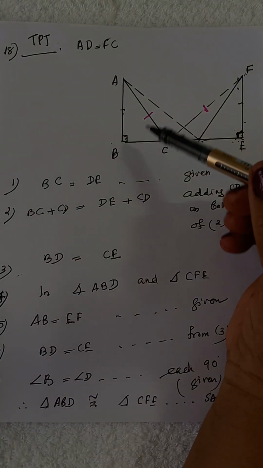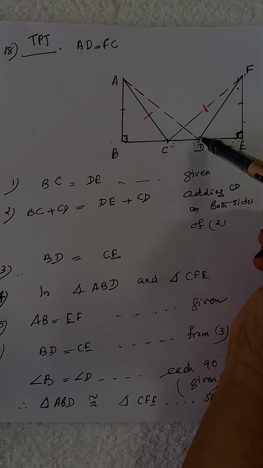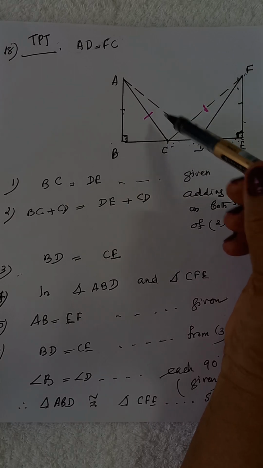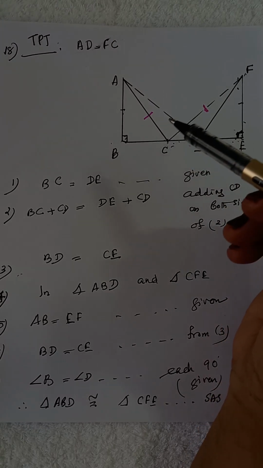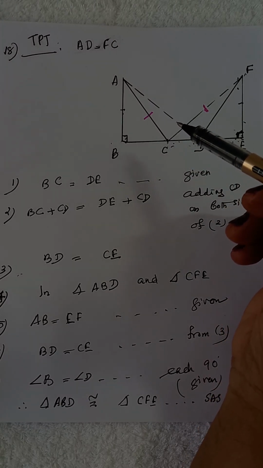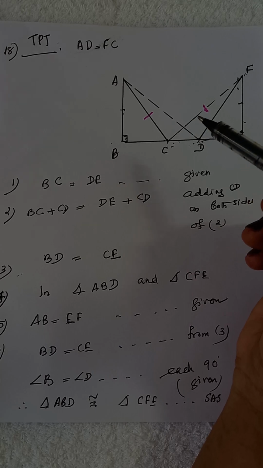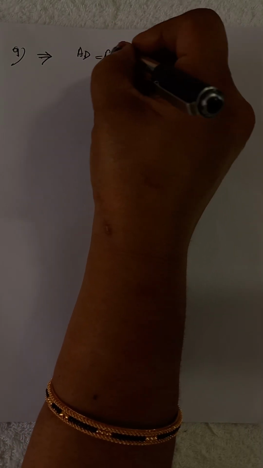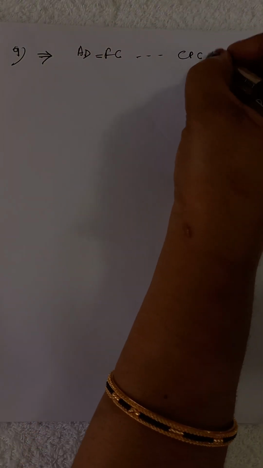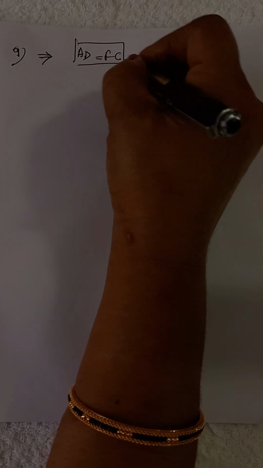You have to prove that AD is equal to FC. These two are sides of these two congruent triangles. So those sides also will be congruent, equal by CPCTC. So we can write the ninth point as this implies AD is equal to FC, CPCTC. So this is what we have to prove.